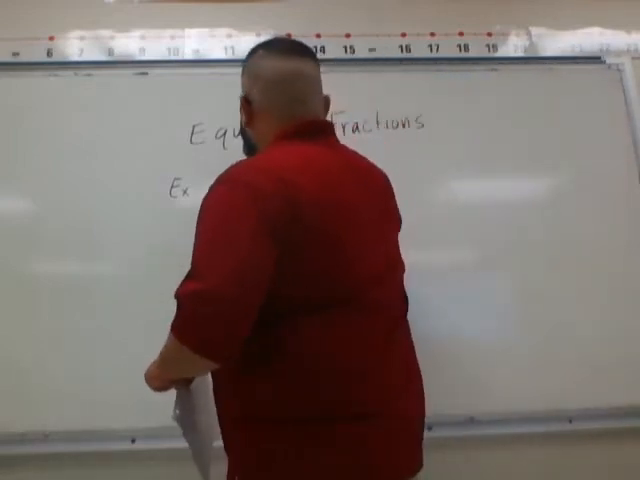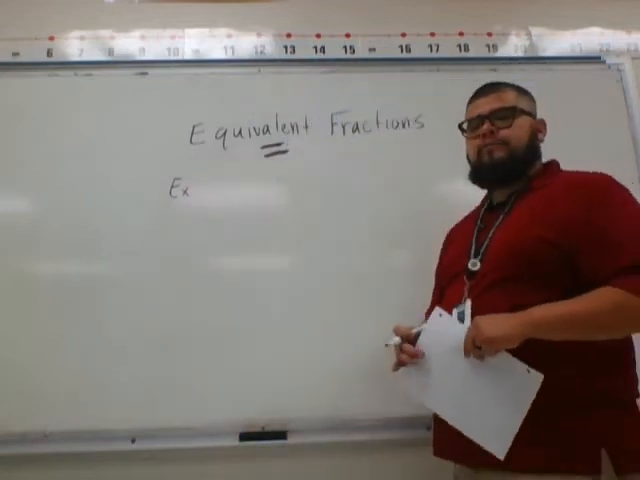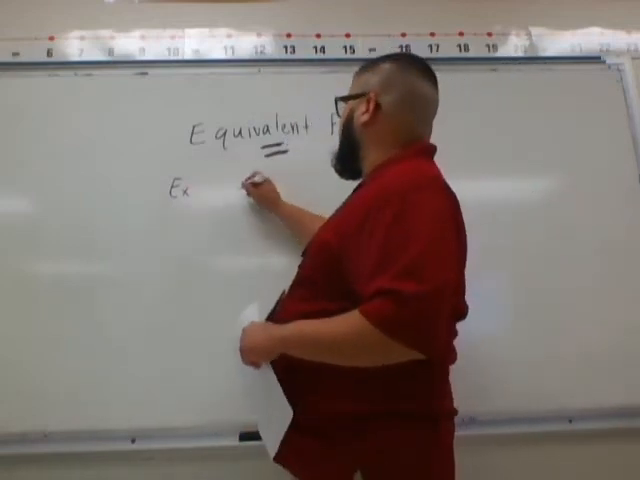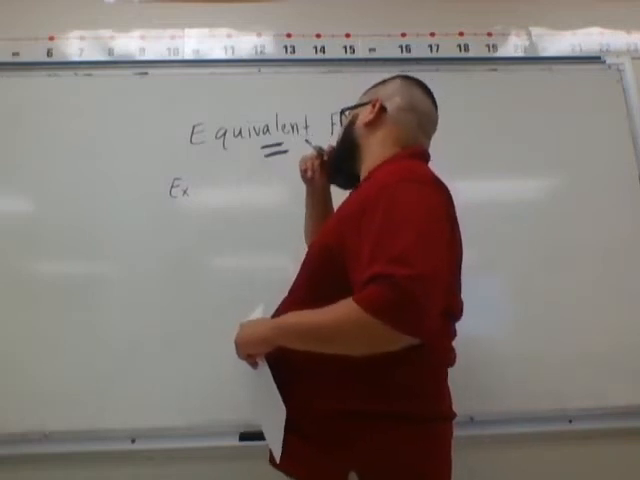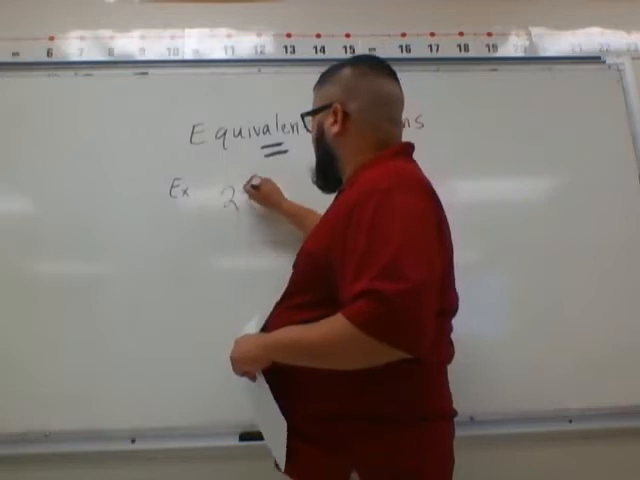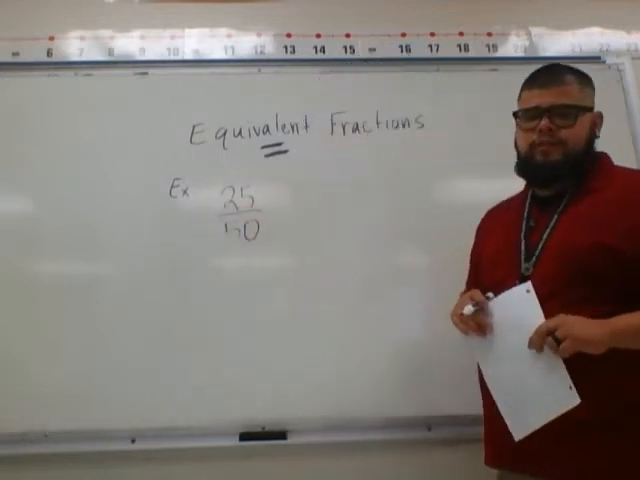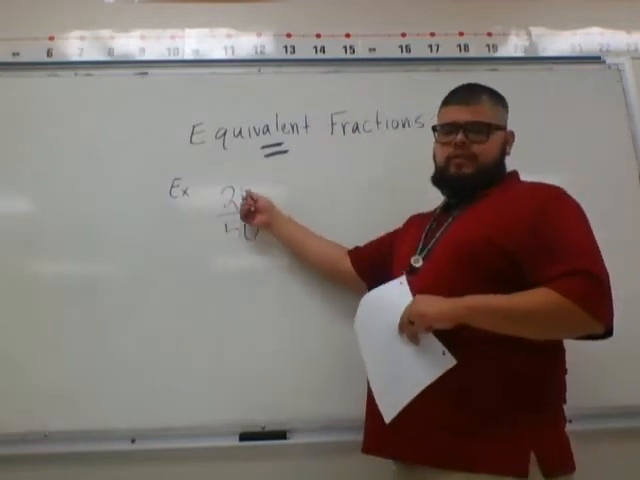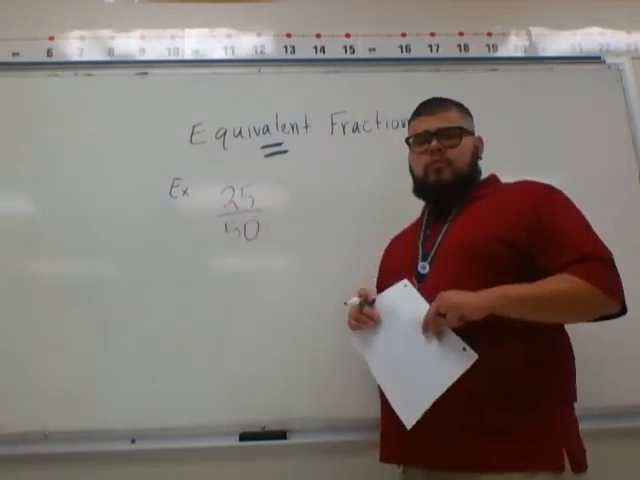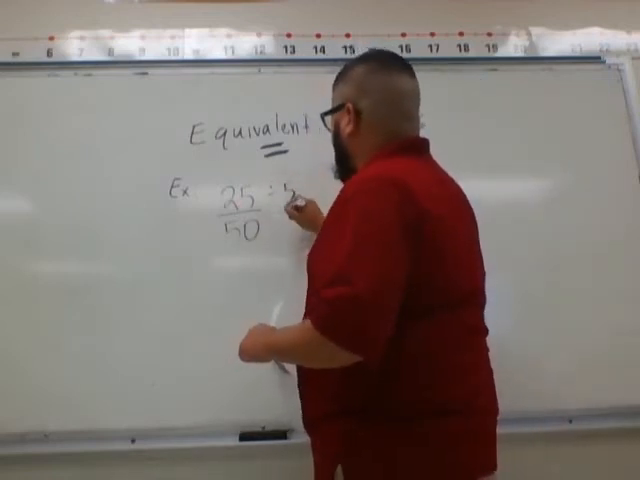All right, so the way you can multiply, you can also reduce or simplify. You did that in 4th grade as well. So let's say you have 25 over 50. We have to figure out a number that goes into both of these that we can divide them by. Well, of course we can do 5, right? Let's do 5. So divide top and bottom by 5.